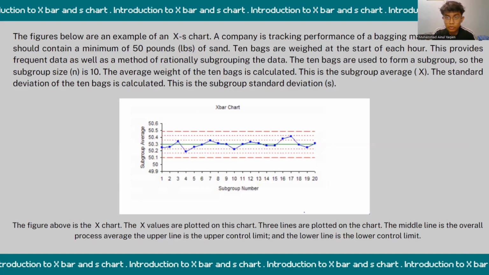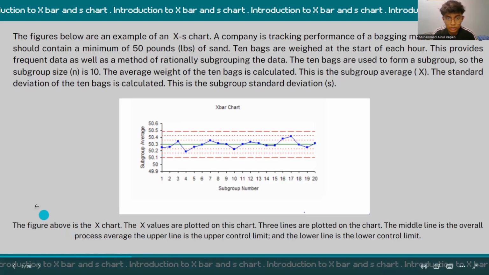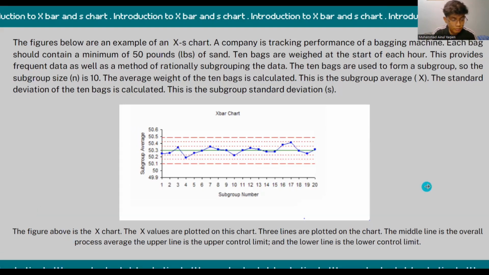A company is tracking performance of a bagging machine. Each bag should contain a minimum of 50 pounds of sand. 10 bags are weighed at the start of each hour. This provides frequent data as well as a method of rationally subgrouping the data. The 10 bags are used to form a subgroup, so the subgroup size N is 10. The average weight of the 10 bags is calculated. This is the subgroup average. The standard deviation of the 10 bags is calculated. This is the subgroup standard deviation.